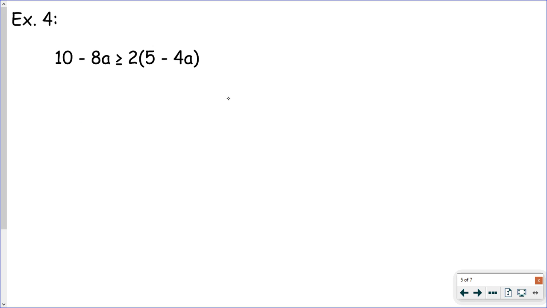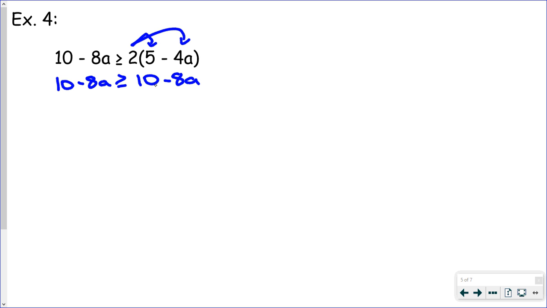All right, so let's simplify this down before we decide if we need to flip it or not. So first thing I'm going to do is distribute. Same rules I would follow if this was an equation. So I have 10 minus 8a is greater than or equal to, distribute, and get 10 minus 8a. All right, so let's get the variables on the same side.